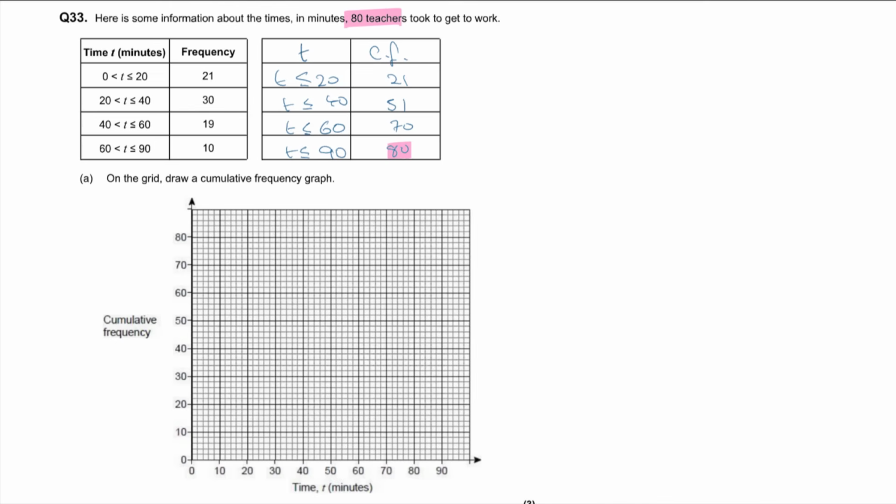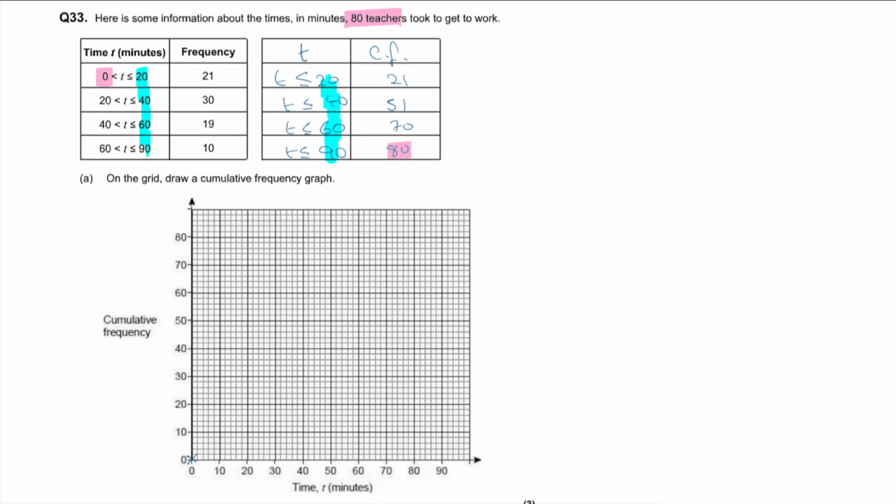Okay, right, so then we're going to be plotting the right hand limit, the upper class bound, which we wrote down here again, against cumulative frequency, aren't we? And remember we've got a bonus point we can plot here, so 0 against 0. So I'm going to put my first point here at 0, 0. Next one is going to be at 20, at a height of 21.